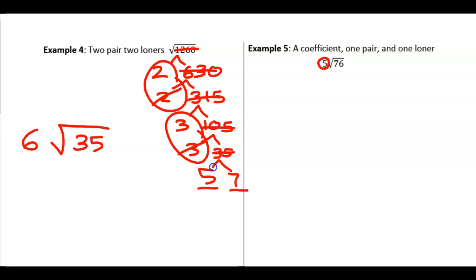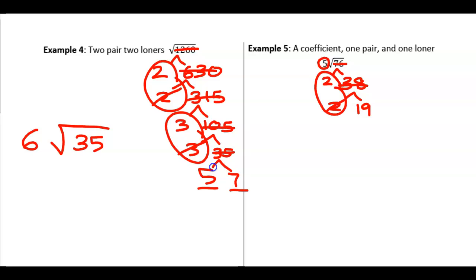Let's break down 76. 2 times what? 38. And then 38 is 2 times 19. Now does 19 break down? Try 2, doesn't work. Try 3, doesn't work. Try 5, try 7. So 19 is a what number? Prime number. Now, do I have a pair here? Pair of 2. Boom. Gone.